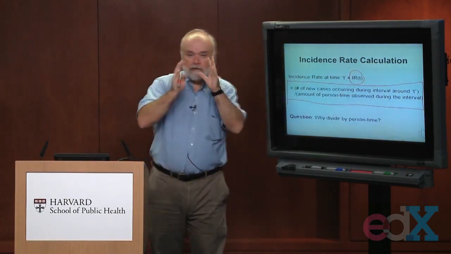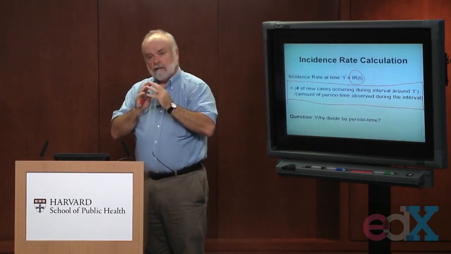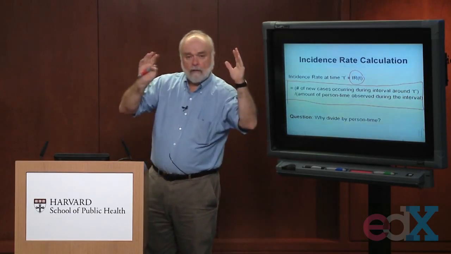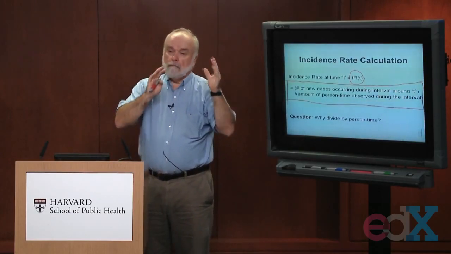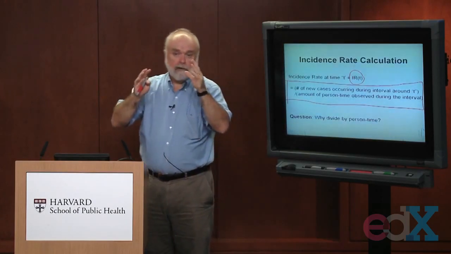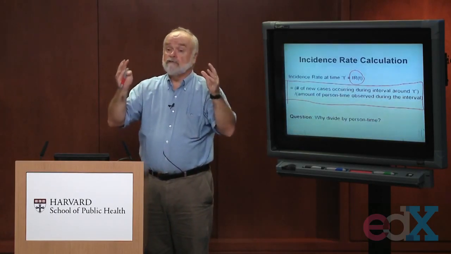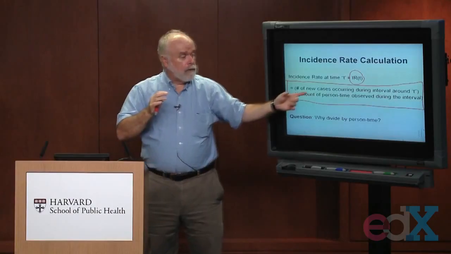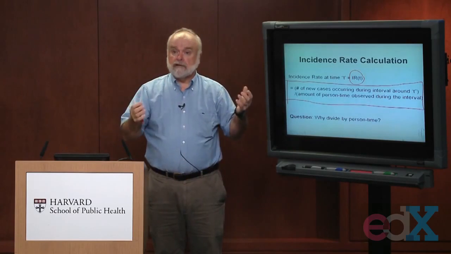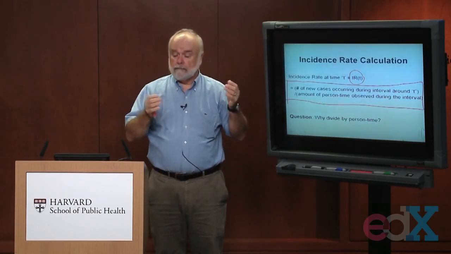If I'm interested in the incidence rate 3 months into my study, maybe I started out with 1,000 people. Maybe 3 months into the study, I only have 900 people still at risk for developing disease. 100 people already developed the disease. So I have 900 people at risk. Why am I not putting in the denominator 900 people? Why am I putting into the denominator the person time I observed from those 900 people?